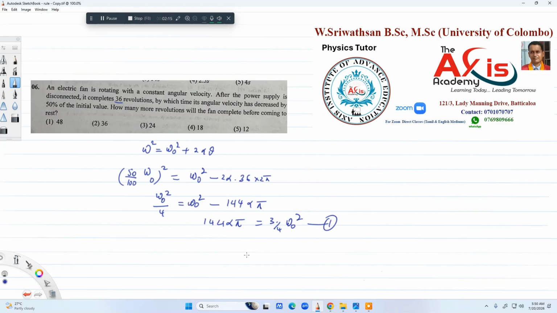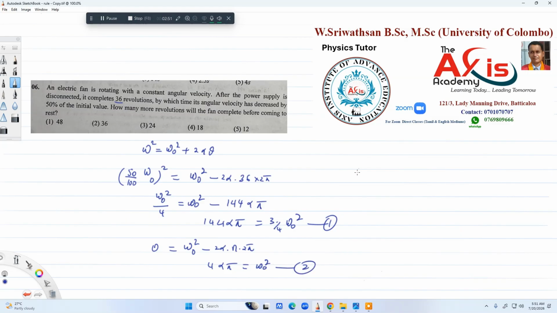Let's say this is equation 1. And they're asking how many more revolutions the fan will complete before coming to rest. If it is coming to rest, the final angular velocity is 0. So the same formula we can use: final angular velocity 0, initial angular velocity omega naught, squared minus 2 alpha. Let's say the total revolution it makes when it comes to rest is n. So n times 2 pi is the total angle moved. So from this we get 4n alpha pi is equal to omega naught squared.